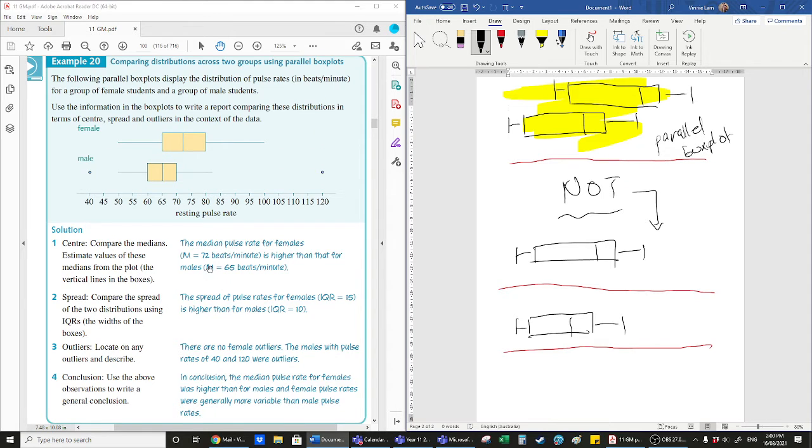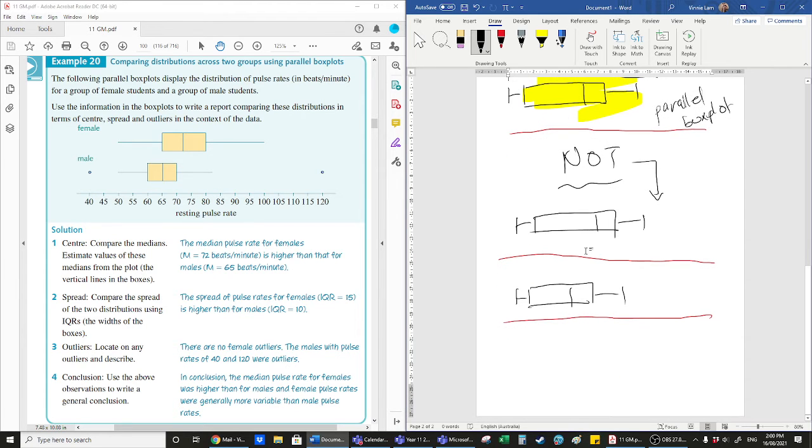Also, when you're answering these questions, you may have noticed how it goes: the median pulse rate for females, so the median, which is the middle, is higher than the male. That's a good sentence to write, so I'm going to write this down here. The female median is higher than the males, which is correct. However, unfortunately, for statistics and general maths, if you write this sentence just like this, we will not give you full marks for it.